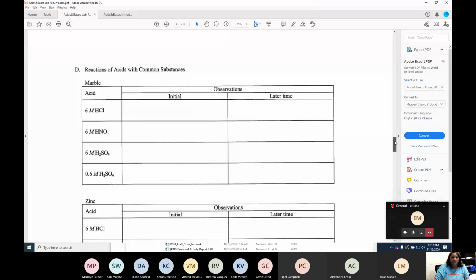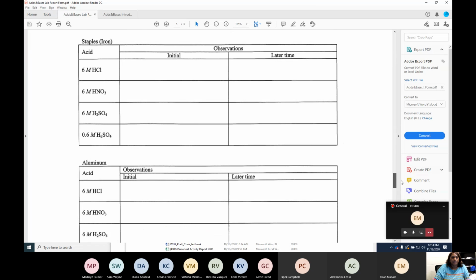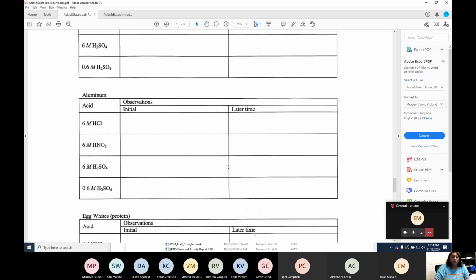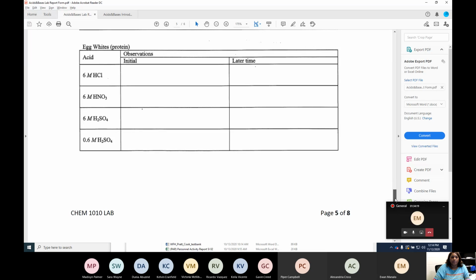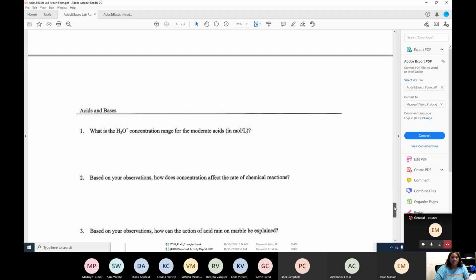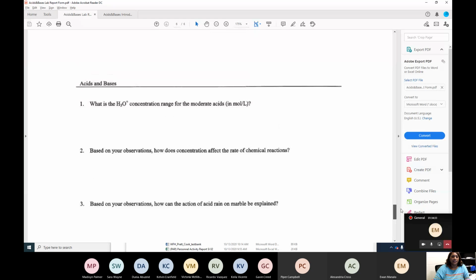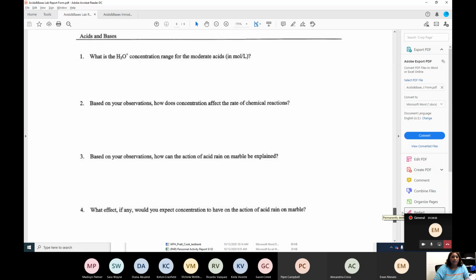So make sure you fill out each of these data tables for each substance reacting with each of the 3 acids. Here in the first column, your initial observations will be written. And then the second column, your final observations. And then at the end, once you're done writing your initial and final observations for each of the reactions, then you have your 6 post-lab questions that you need to answer.